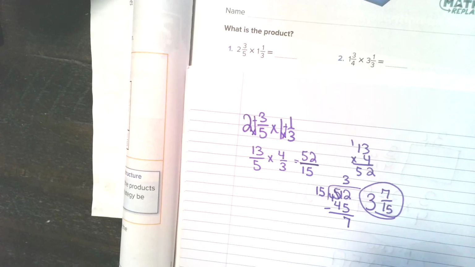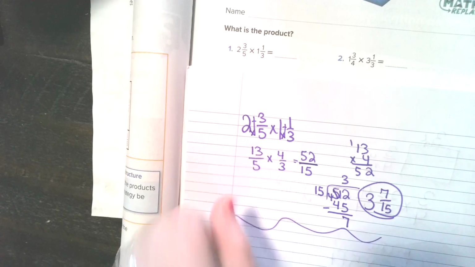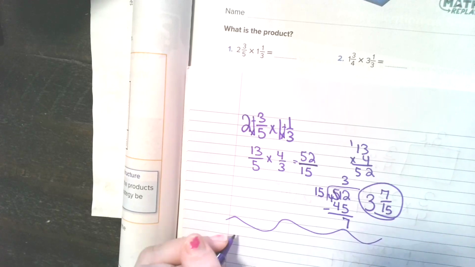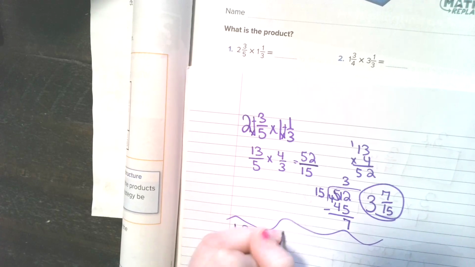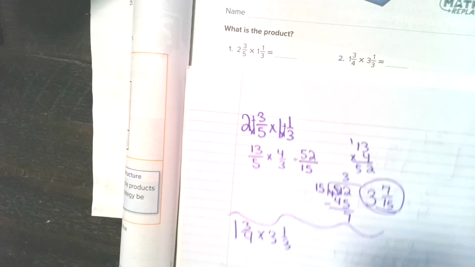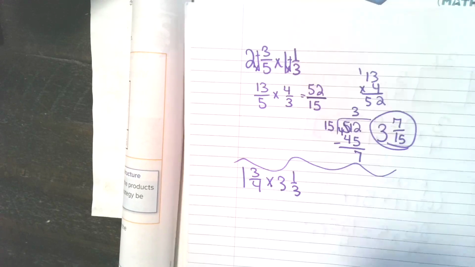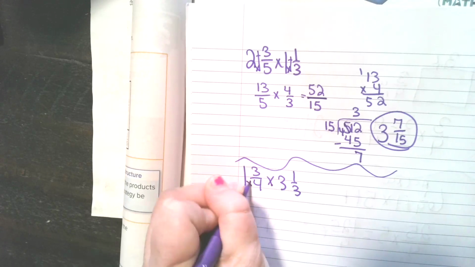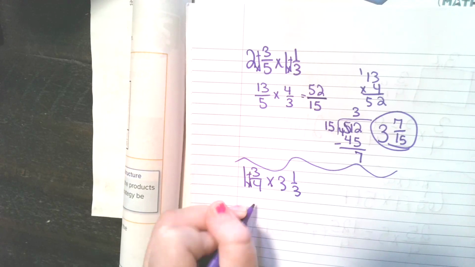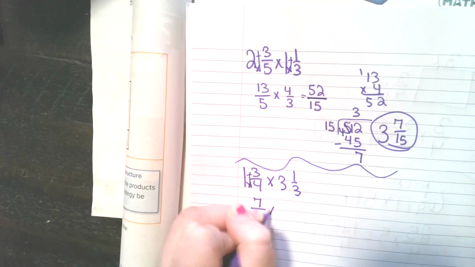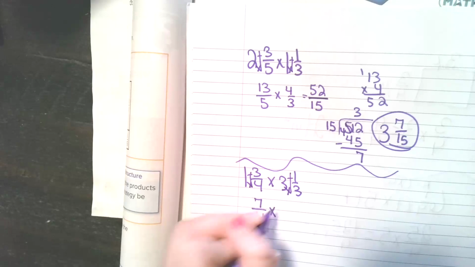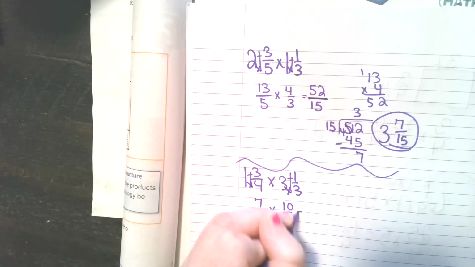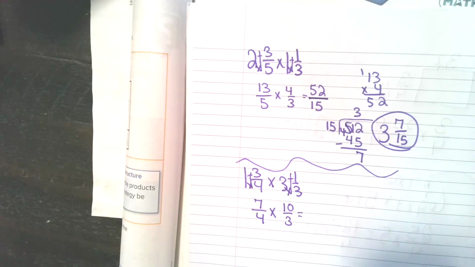So that's number 1. Number 2 is 1 3/4 times 3 1/3. What you can do is convert these into improper fractions. So 1 times 4 is 4. 4 plus 3 is 7/4, times 3 times 3 is 9. 9 plus 1 is 10/3. And then I just multiply straight across.